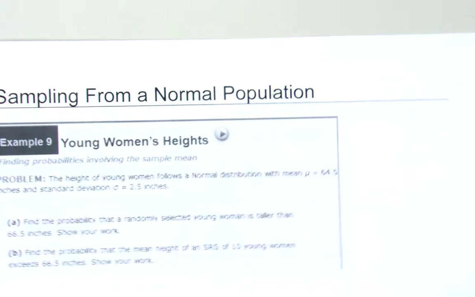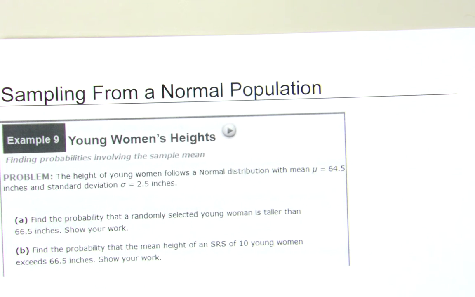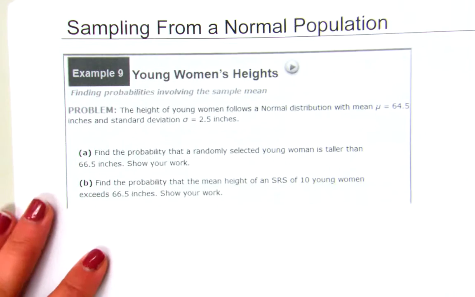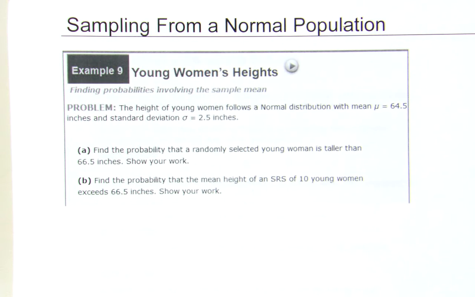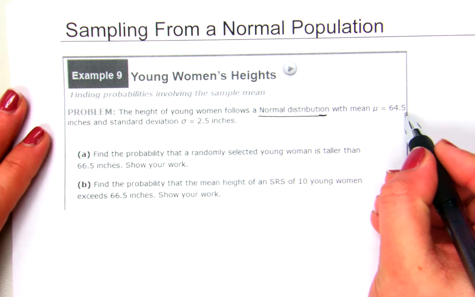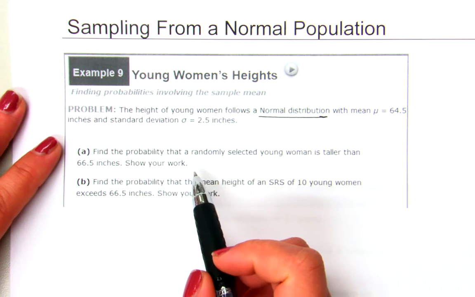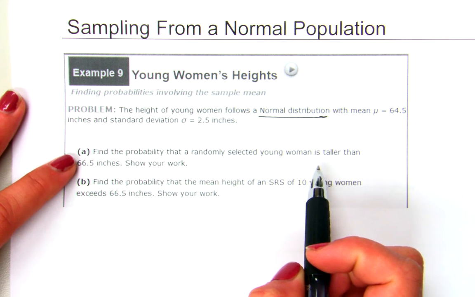Okay, slide number 7 is the next one. And this requires just a little bit more work, but it's not too crazy. We're going to pretty much do the same thing that we did for the previous one, except take it one more step in finding the actual probabilities. The height of a young woman follows a normal distribution, which is good to know, with a mean of 64.5 inches and a standard deviation of 2.5 inches. Find the probability that a randomly selected woman is taller than 66.5 inches.